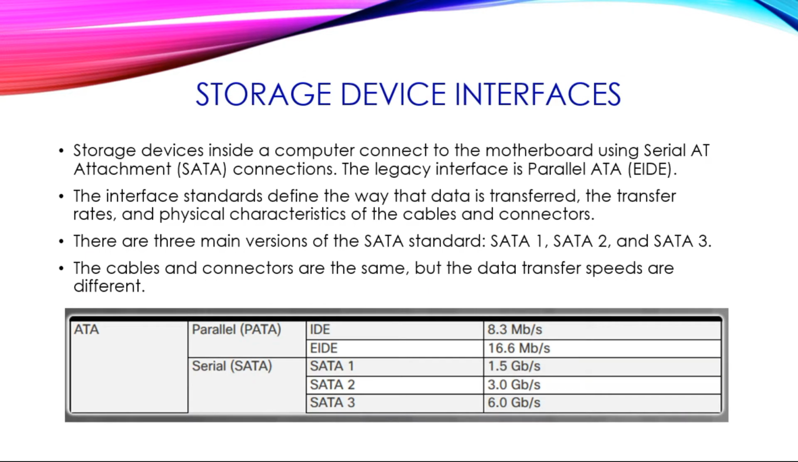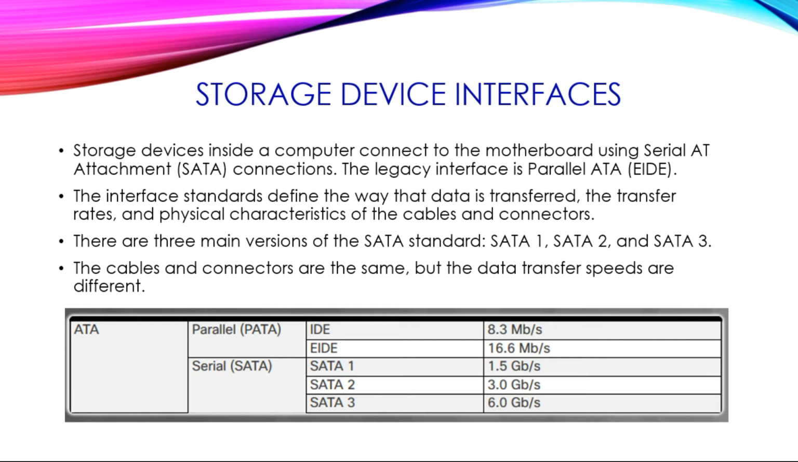Like storage devices, storage device interfaces are also very important. Storage devices inside a computer connect to the motherboard using Serial ATA connections, also known as SATA connections. The legacy interface is Parallel ATA, also available in computers, also known as IDE or EIDE. The interface standards define the way that data is transferred, the transfer rate, and physical characteristics of the cable and connectors. There are three main versions of SATA standards: SATA 1, SATA 2, and SATA 3. The cables and connectors used in these three standards are the same, but the data transfer speeds are different.